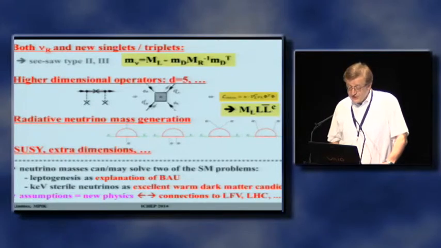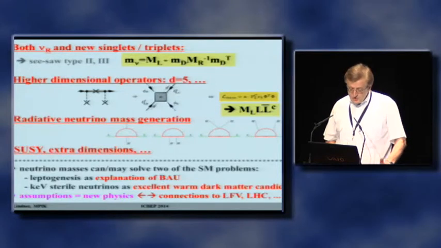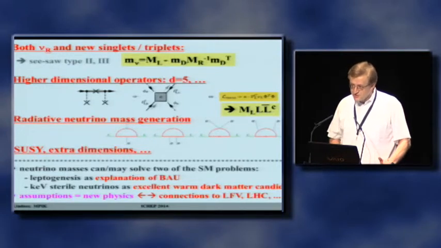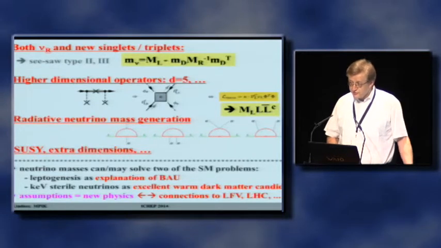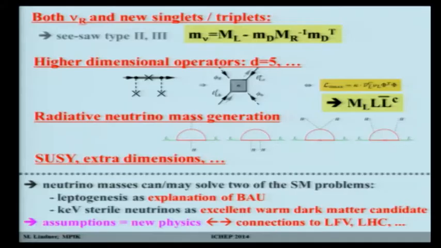You can talk the so-called higher-dimensional operator language. You can have radiative neutrino mass generation. You can talk about SUSY and extra dimensions. There are a zillion ways out there to explain these neutrino masses. And by no means have we demonstrated that there are three right-handed neutrinos. There could be all sorts of new physics out there waiting to be discovered.